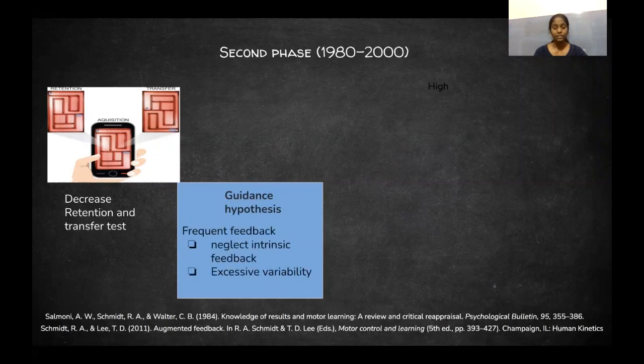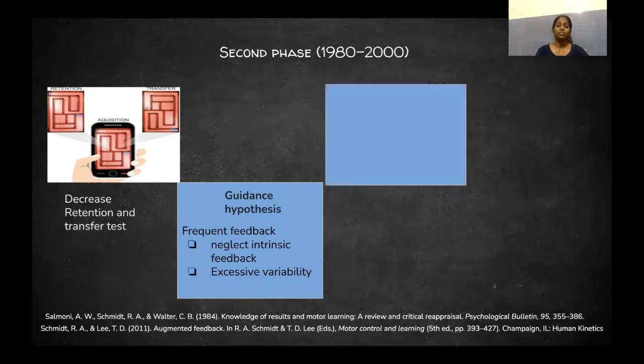They also told that frequent feedback has a neglecting effect on intrinsic feedback. Intrinsic feedback is necessary for detecting the error and the correction mechanism. Due to frequent feedback, there is excessive variability in the learning, which will interfere with the inherent variability in the motor system, which shows that there is a detrimental effect of frequent feedback for motor learning.